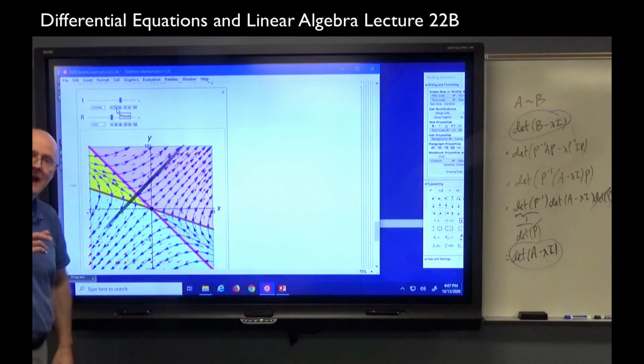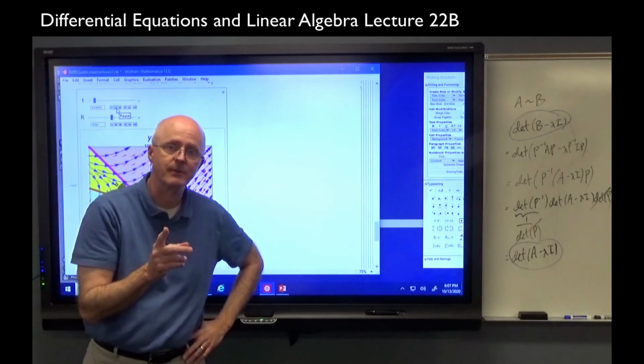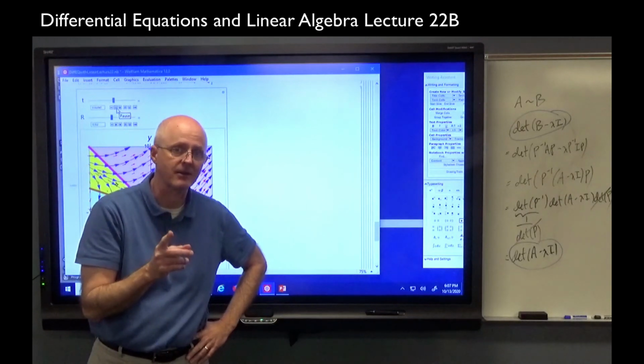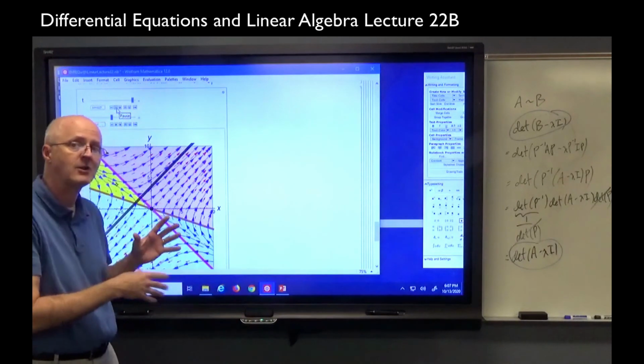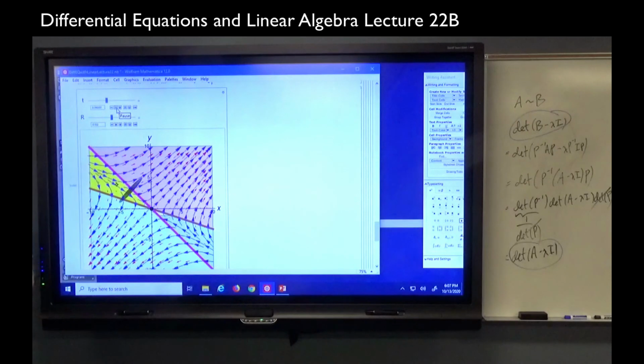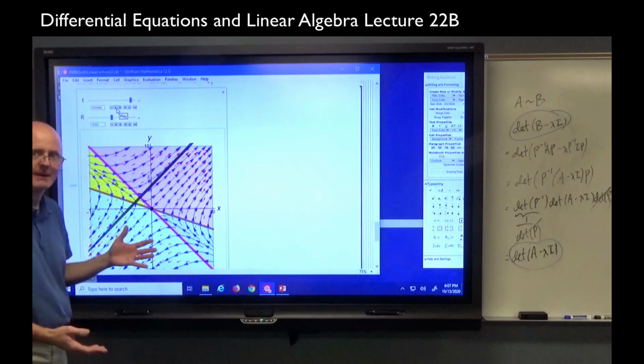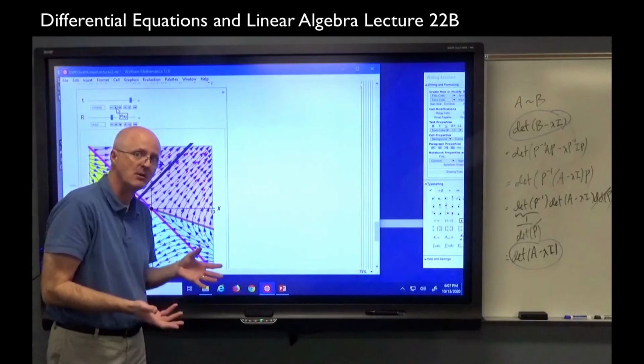But once again, the time 1 map as a linear transformation is still going to expand areas by about a factor of 20, no matter what starting set that you have. The time t map where t is less than 1, again, the area has not been expanded by 20, it's been expanded by something smaller than 20.